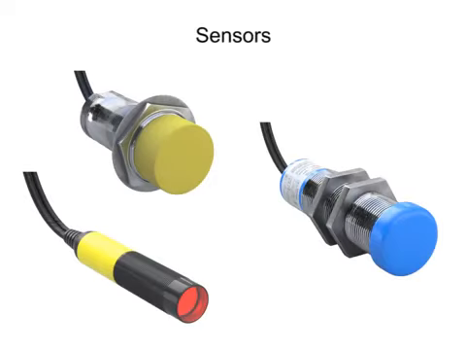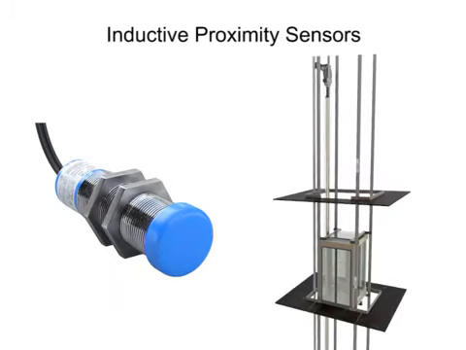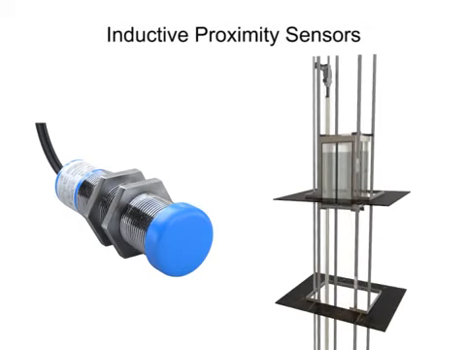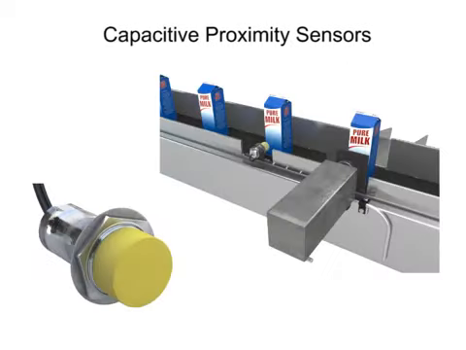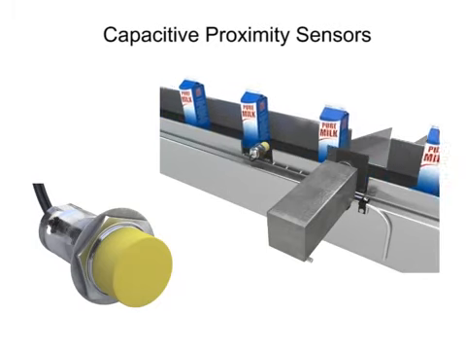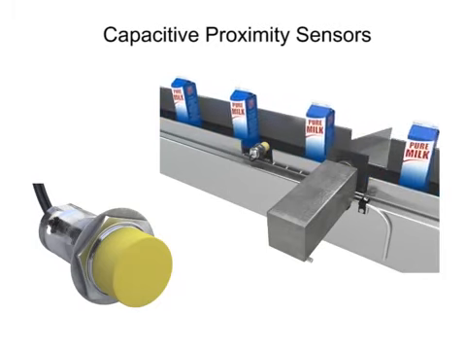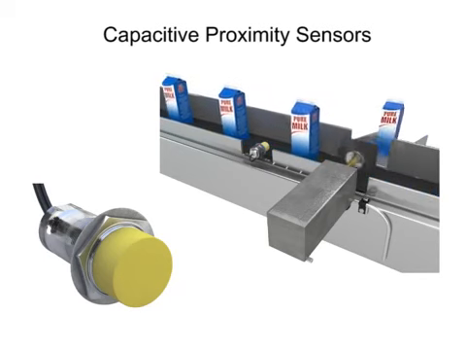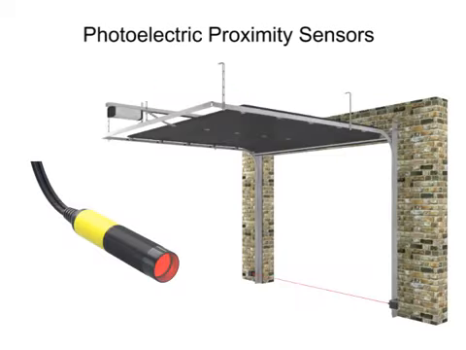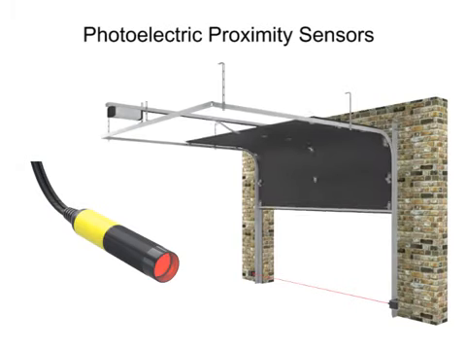Sensors of various types help us in everything we do and consume. Inductive proximity sensors are used in elevators, for example. Capacitive proximity sensors are used to detect liquids and other dielectric materials on the manufacturing floor. And photoelectric sensors are used in our homes and in countless other applications.